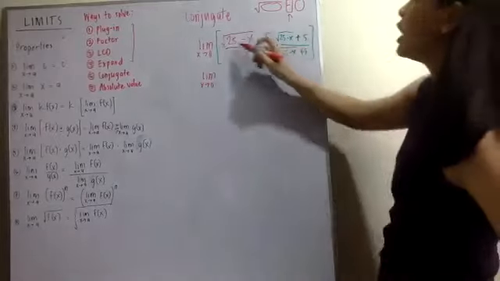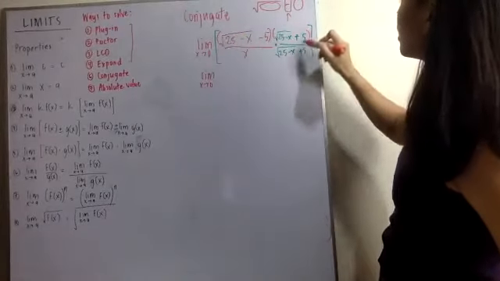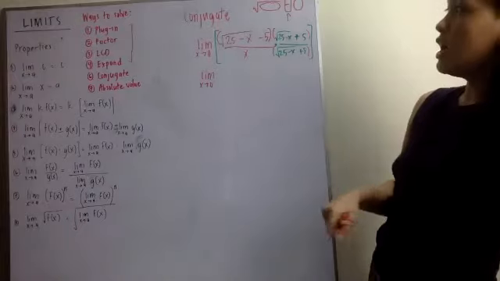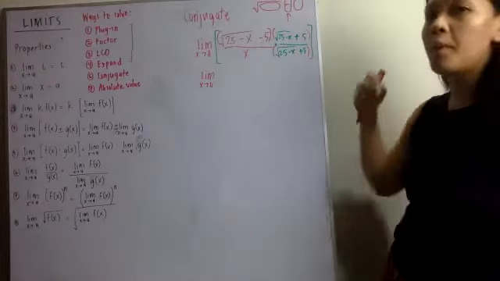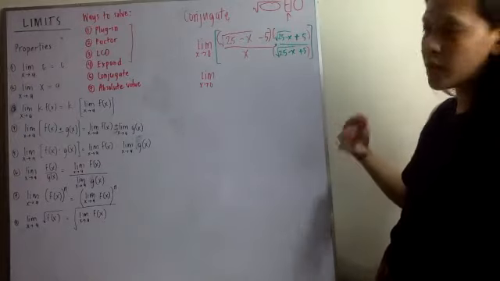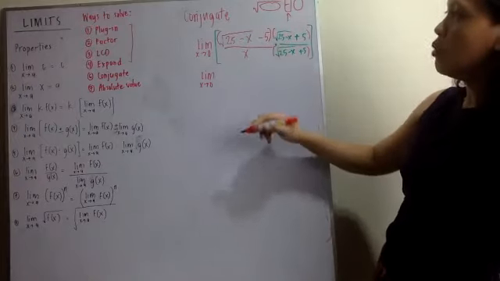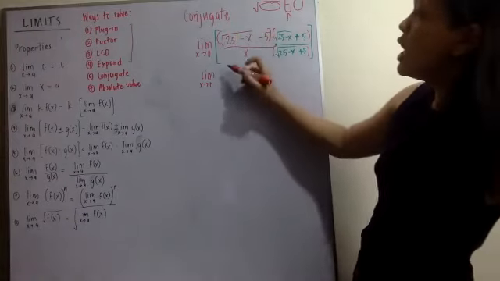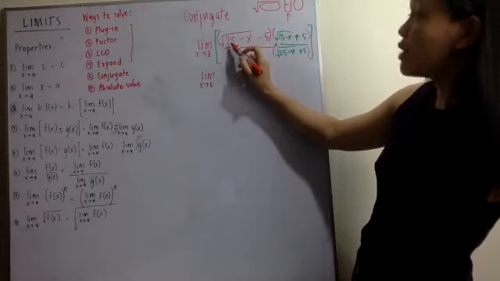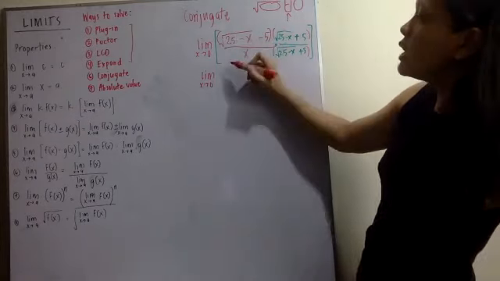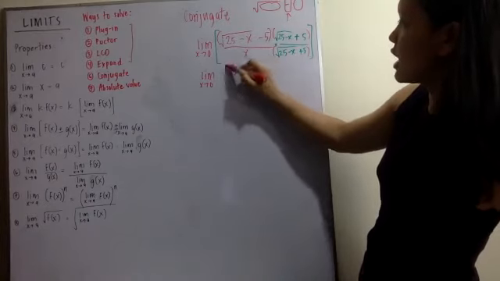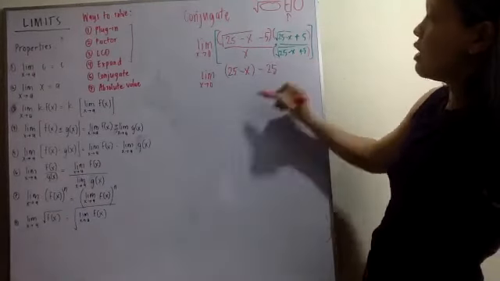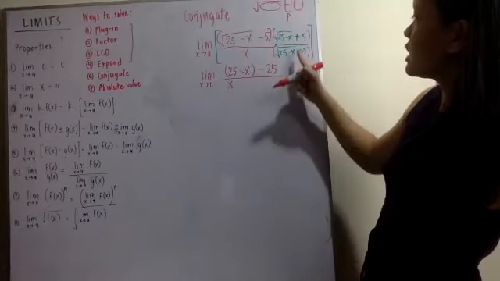multiply. Okay, FOIL method lang to. Times yan. Okay? So, FOIL method, since conjugate siya, makikita mo, meron tayong products ng difference of two squares. Okay? So, ibig sabihin, ang product nila would be, isa-square lang natin to, minus square nitong pangalawa. Okay? So, square root of 25 minus x squared, that would be 25 minus x. Correct? Minus, square natin yung 5, that's 25. All over, x times this one.